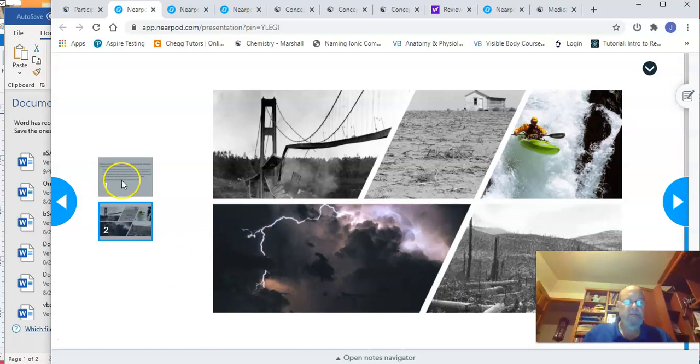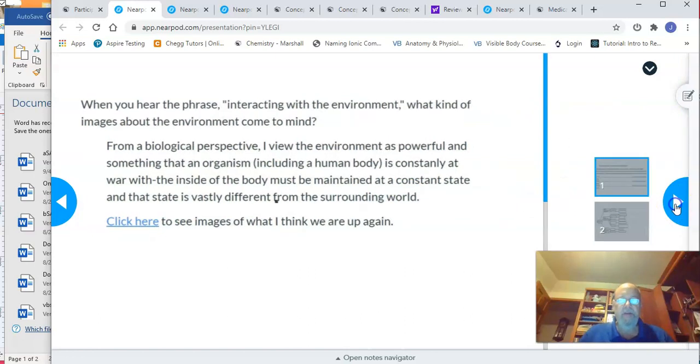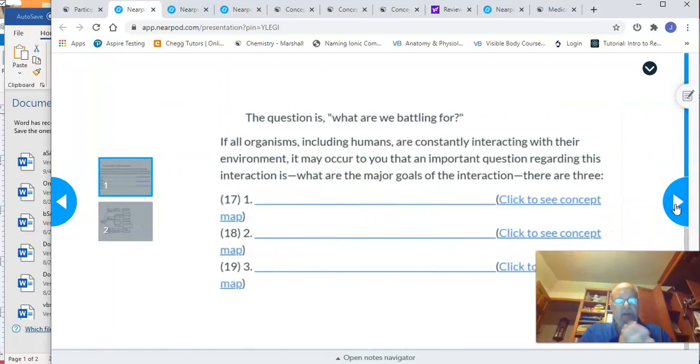accomplish our goals. Okay, so these are the images that would come up if you clicked on this in the notes. Okay, so these are the things that I think we're up against. Okay, but the question is, what is it that we are battling for?